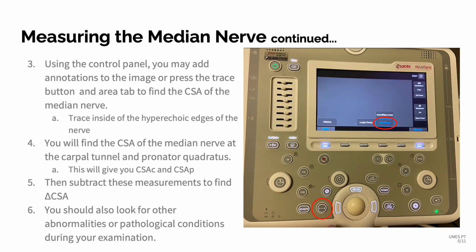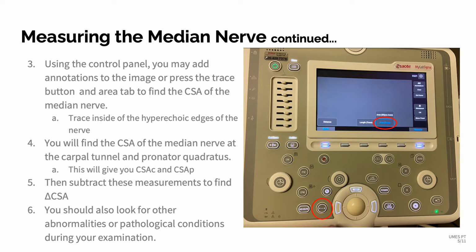The next step is using the control panel. You can add annotations to the image. We usually put an M on the median nerve so that when we went back to the image, we knew what we were looking at. So you can label anything that you need. You can label whether the image is the left or the right hand or at the carpal tunnel or pronator quadratus so that you don't get confused later on.